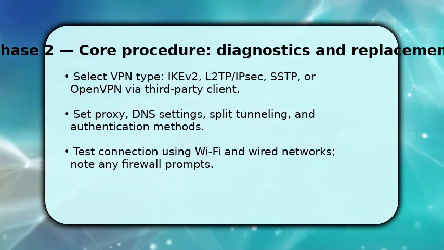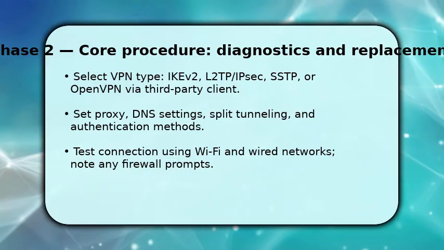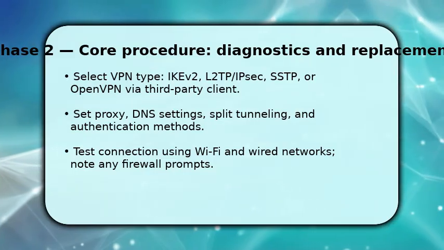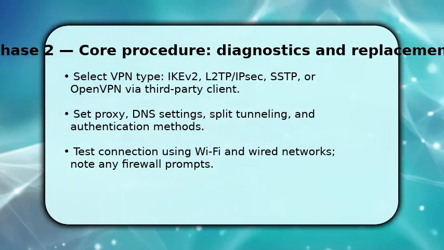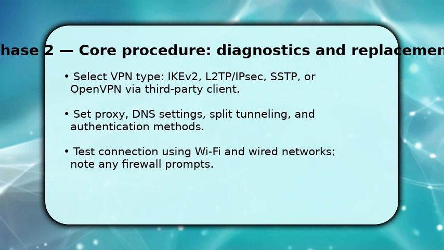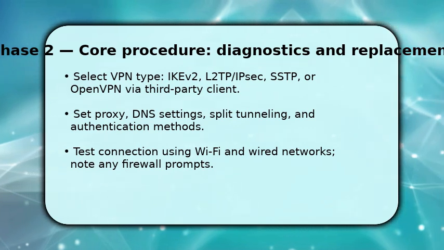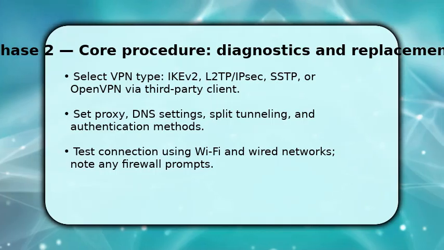Edit the profile to set DNS, enable or disable split tunneling, depending on whether you want only some traffic routed, and configure proxy settings if required. Make sure Windows Firewall or third-party security prompts allow the VPN.